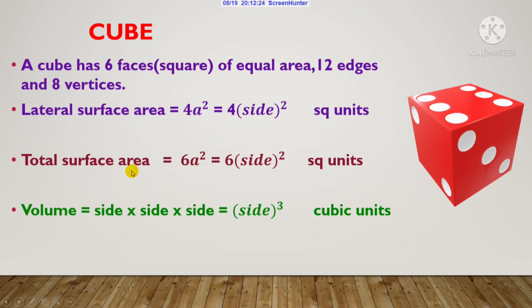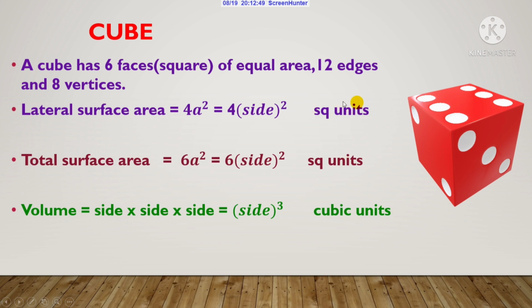Similarly, total surface area. Total means the entire cube. That means we'll add the top and bottom, another 2 a squares added to the lateral surface area. It will be 6a square. Finally, volume. Volume is nothing but side into side into side, side cubed.